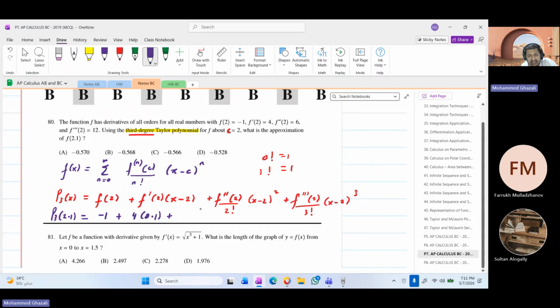f double prime 2 is 6. 6 divided by 2 is 3, times 0.1 squared. f triple prime 2 is 12, and 12 divided by 6 is 2, times 0.1 cubed. Type this into the calculator and you should get some answer. Quickly.